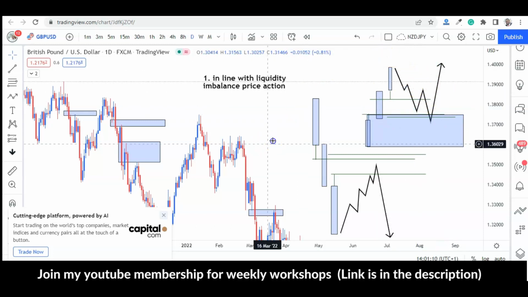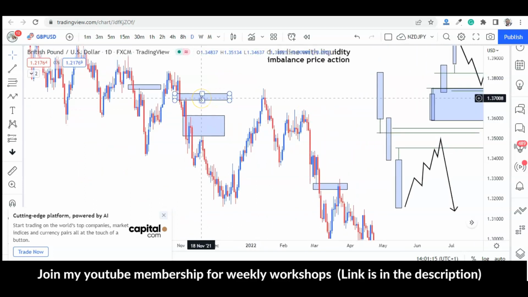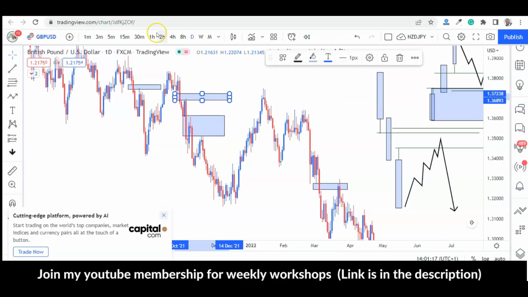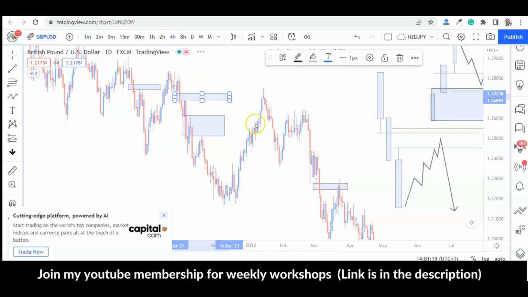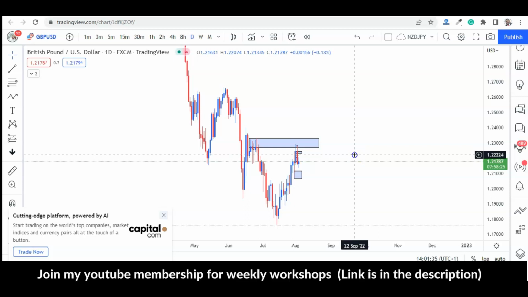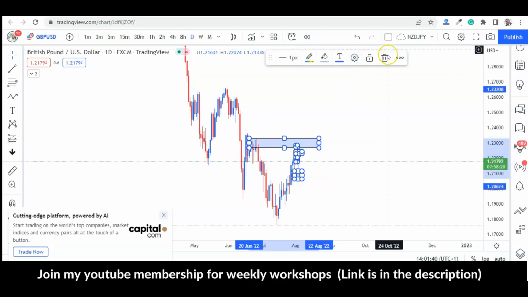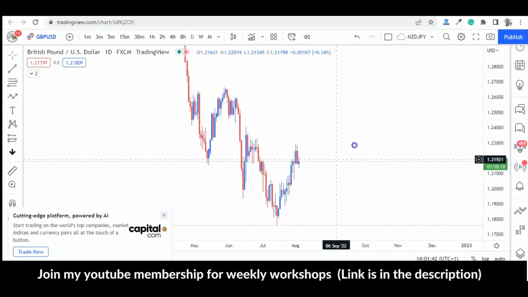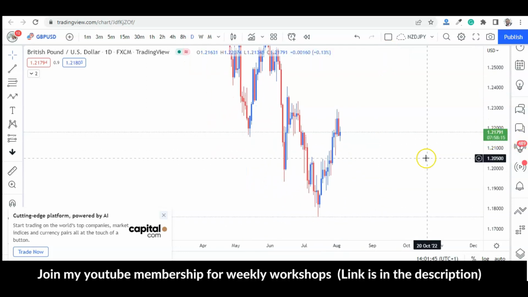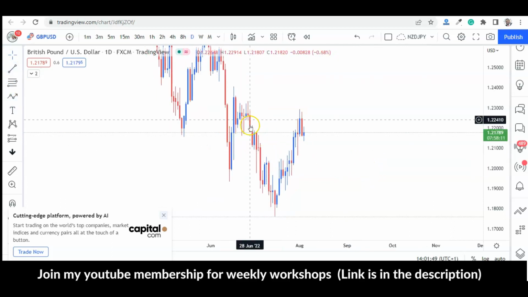So now let's quickly look at a hypothetical situation here. Let's go to the 4 hour, like the recent trade I took here. I'm going to share the recent trade I took. I shared this trade idea in my last video, but it wasn't in line with this concept. Now when I saw this, this is the fair value gap here.